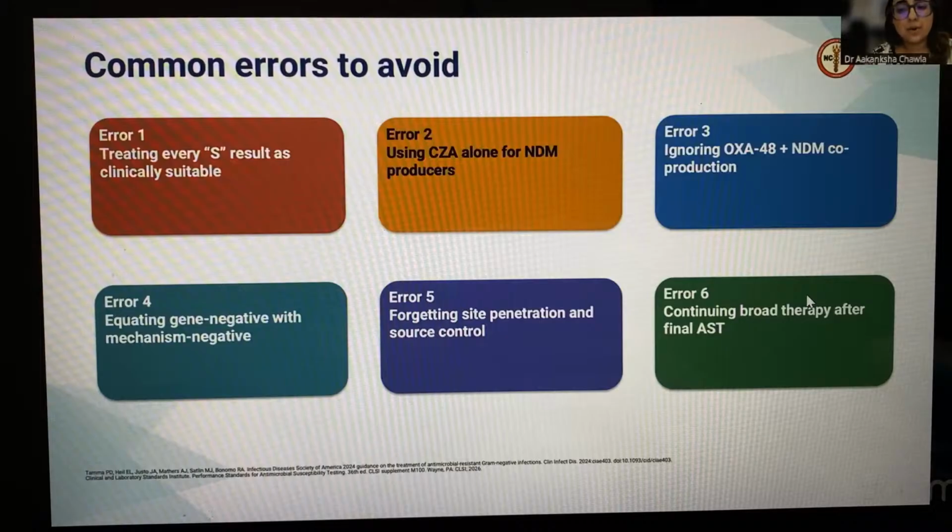And continuing broad therapy even after the final AST. Remember, there is a risk of AMR. It is on the rise. It has only been increasing. So unless you understand that you need to de-escalate, stop, and preserve your antibiotics, this problem of antimicrobial resistance you'll never be able to overcome.